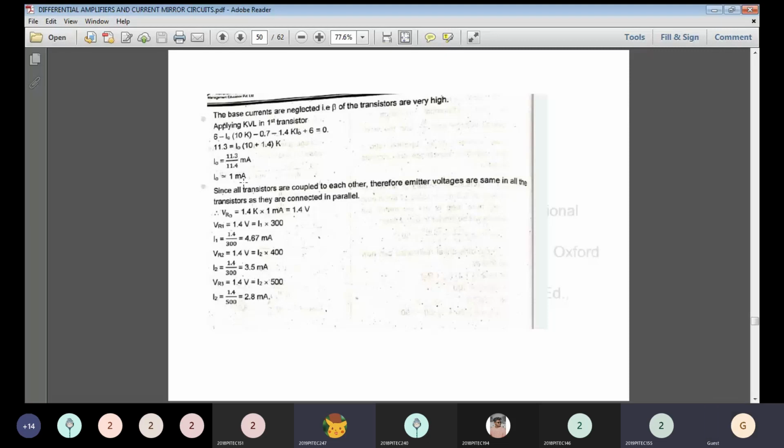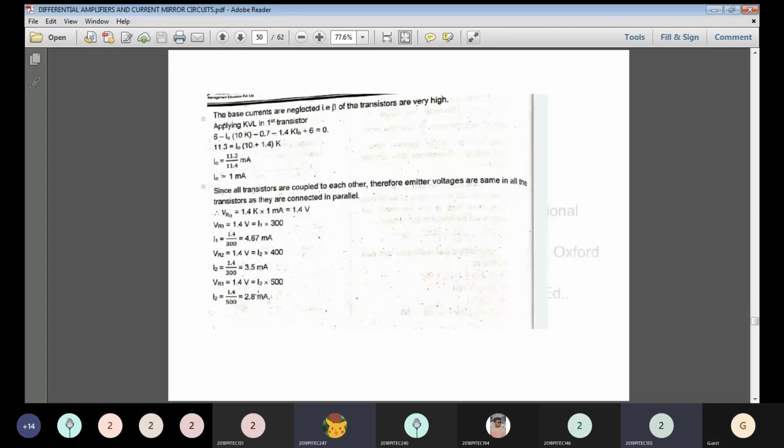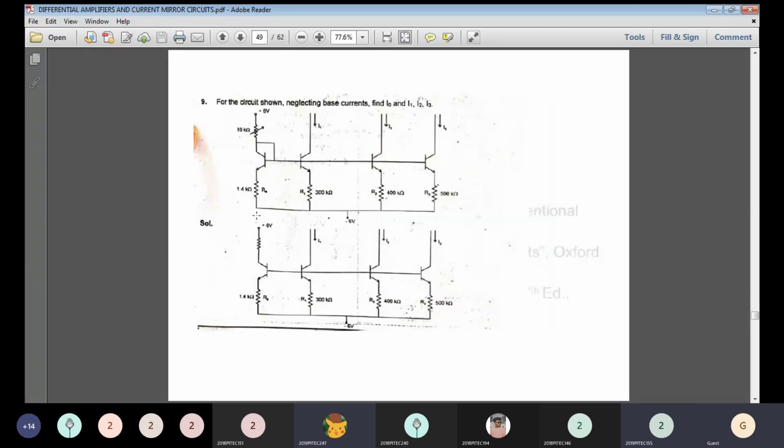Since all the transistors are coupled to each other, the emitter voltages are the same, as they are connected in parallel. See the diagram, all the transistors are connected in parallel and are identical in nature. That is, all the transistors are coupled with each other. So what happened to your R0? V equals I into R, through the resistance 1.4K here.